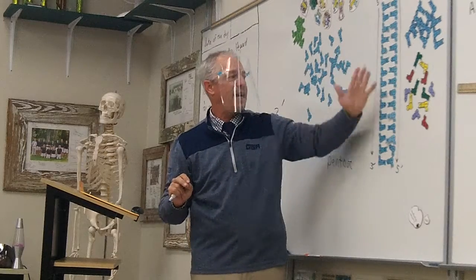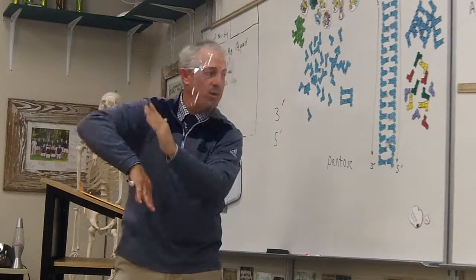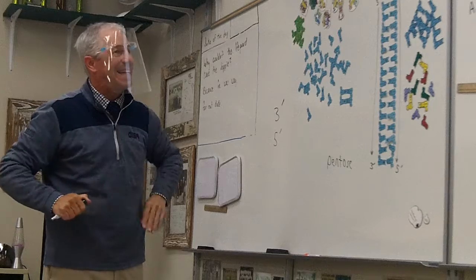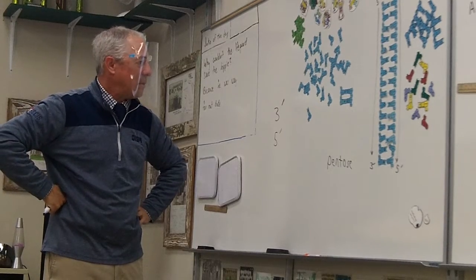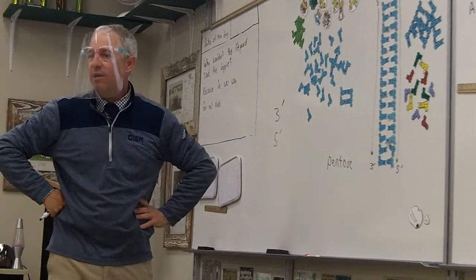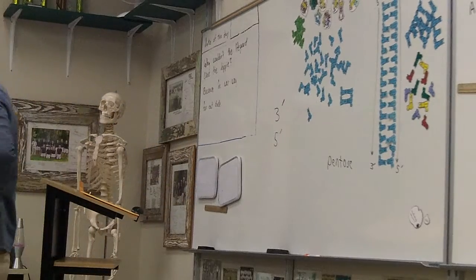And so DNA has what's called an anti-parallel nature. And that's going to be important when we're copying DNA and doing transcription and translation. You have to understand that idea.